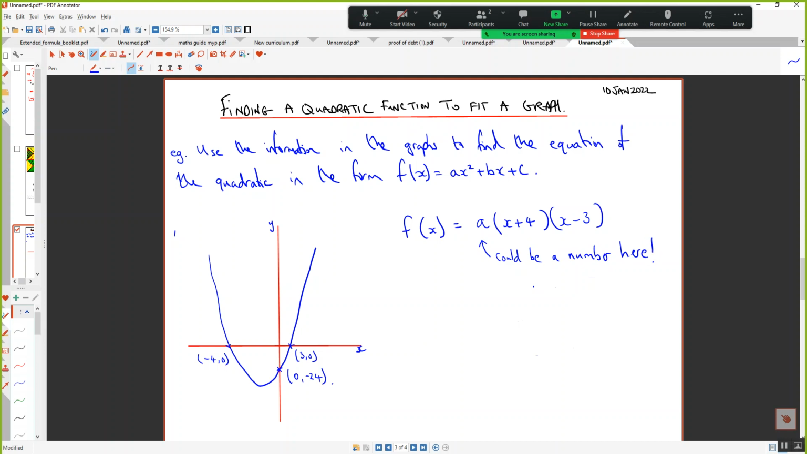All right, now, obviously we have to use every piece of information given to us. The only bit of information we haven't used is the y-intercept, and that's when x is 0. So when x is 0, f of x is equal to negative 24. So I can substitute these in. I'm going to get negative 24 is equal to a times 0 plus 4, 0 minus 3.